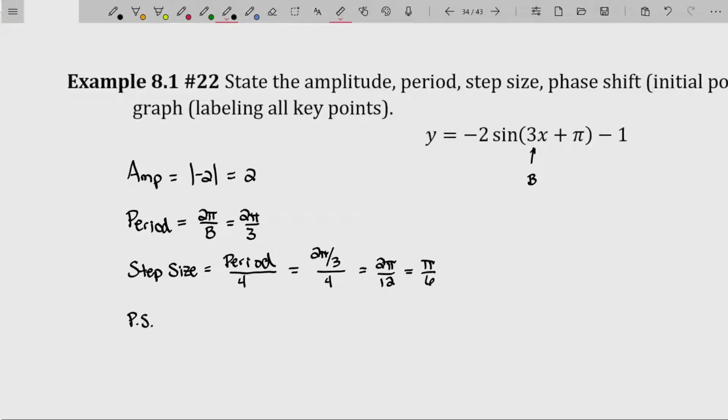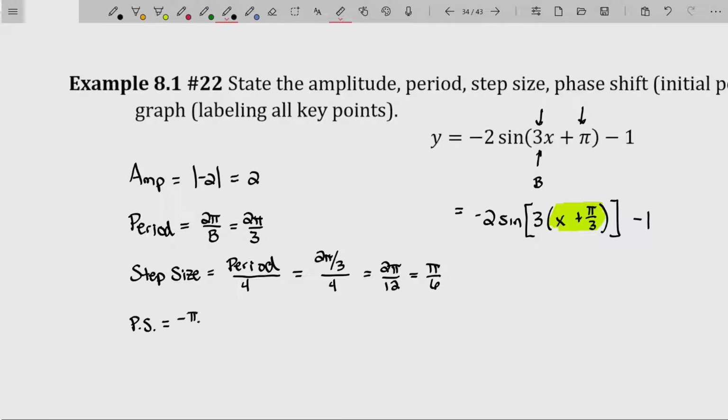The phase shift is going to be, let's see, 2 ways you could do this. In the last video, we did it this way, -2 sine of, and then we factored that 3 off of both of these terms. So 3 times the quantity x plus pi over 3. And we said, oh, look, what turns this argument into 0 is -pi over 3. So therefore, the phase shift is -pi over 3. The other way you could do it is to recall that that is what we call C, and that's the same thing as -c over b. 2 ways to do it, your choice, I don't really care.